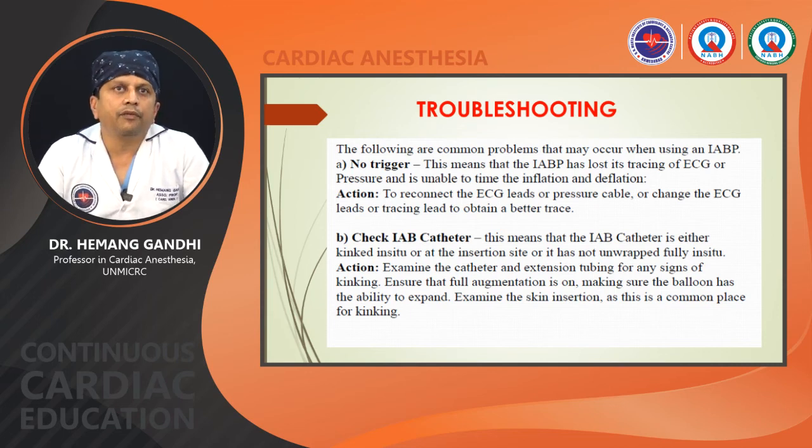monitoring. If it shows check the IABP catheter, this means the IABP catheter is either kinked in situ or at the insertion site, or it has not properly unwrapped from its normal position. So the action required for this is to examine the catheter and extension tubing for any sign of kinking. Ensure that full augmentation is there, making sure that the balloon has the ability to expand, means it is fully open, not unwrapped. And examine the skin insertion site, which is the common place for kinking.